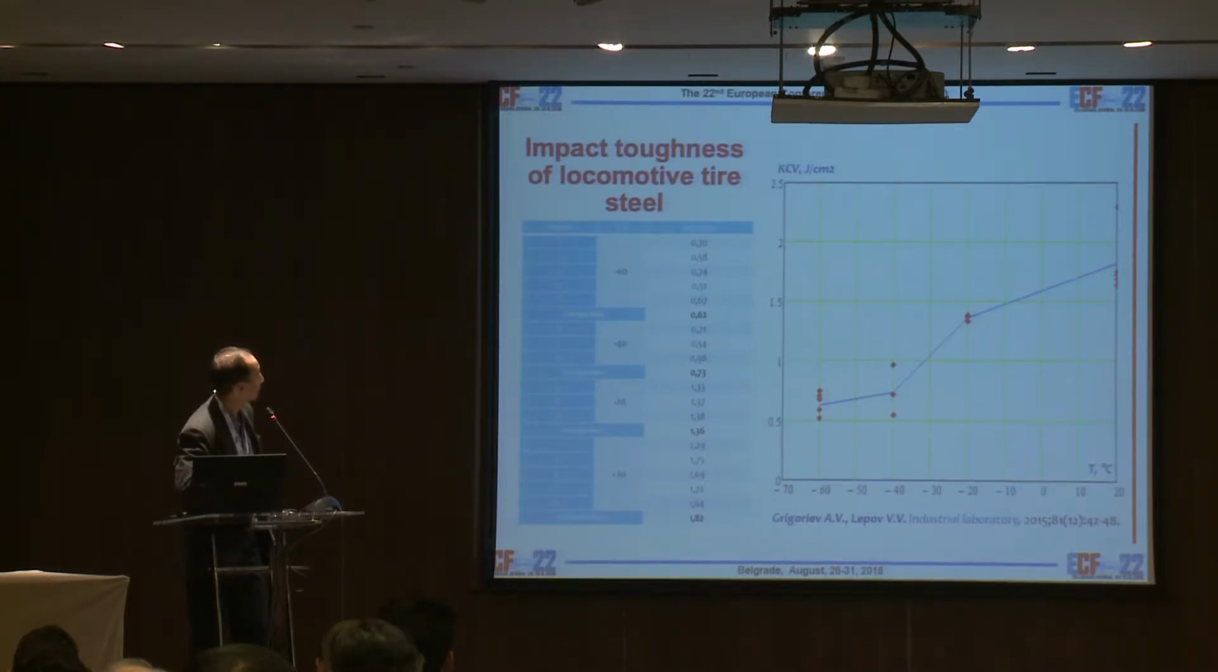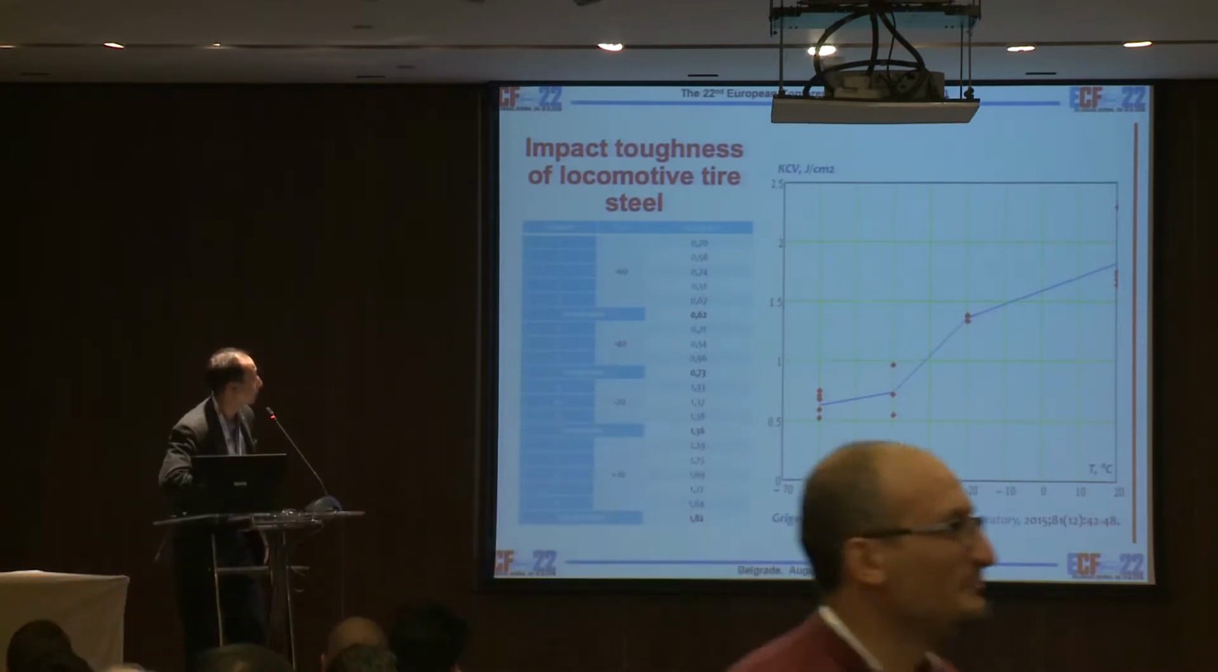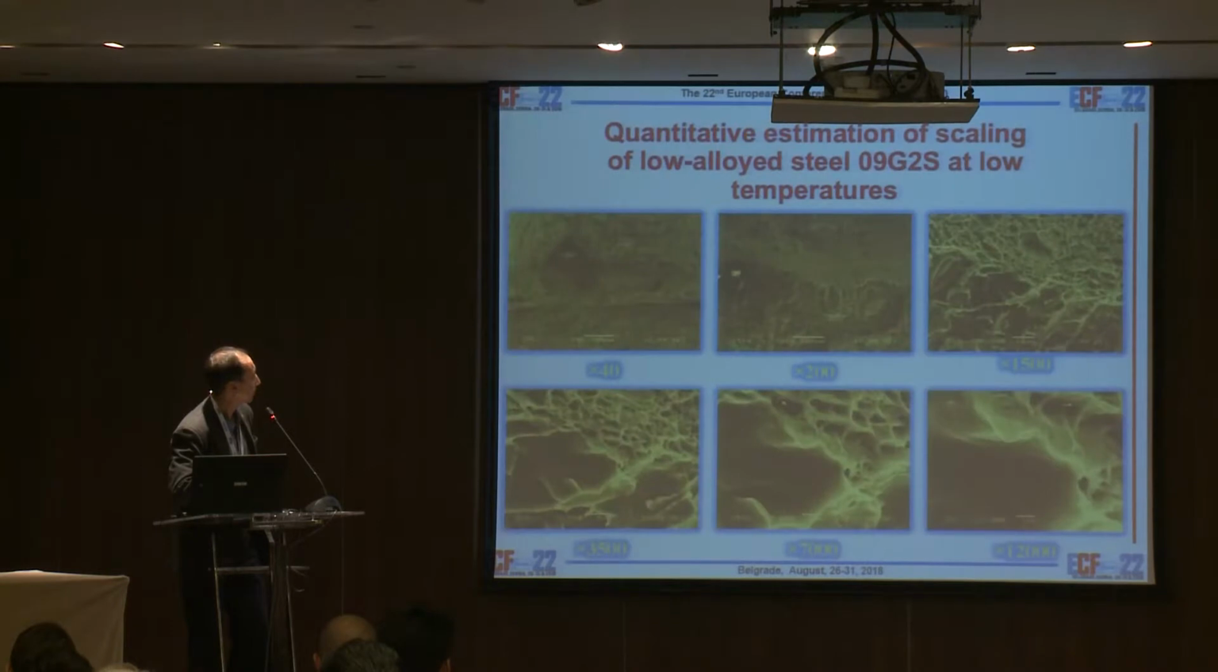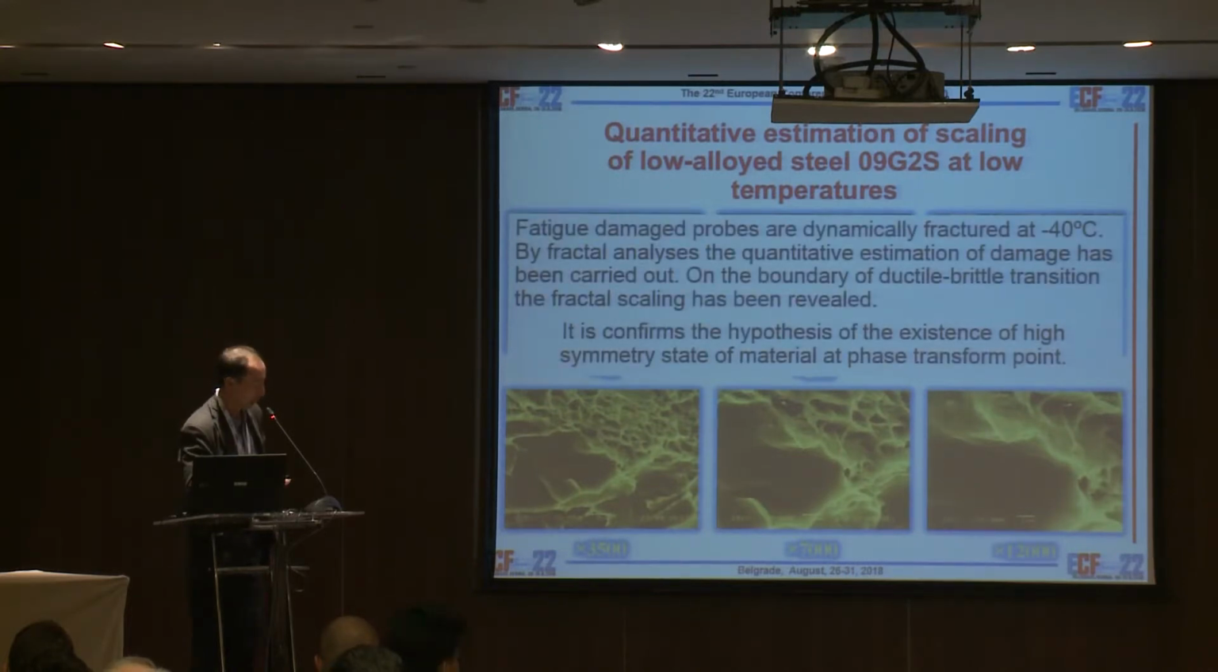Another result concerns the impact toughness of locomotive steels. It's very low at minus 40, minus 50 and 60. It decreased even at minus 30. So it's 3 times, I think. So we can have some impressive images of the boundary between the ductile and brittle fracture to make some scale measurements here. This is a fatigue damage probe that, after the fatigue, was dynamically fractured at minus 40 Celsius. So we did some fractal analysis and used some scale parameters here.